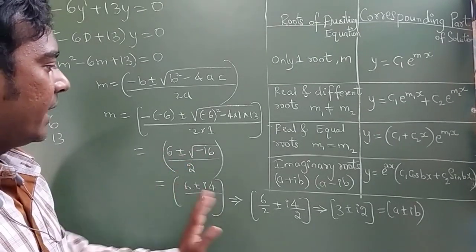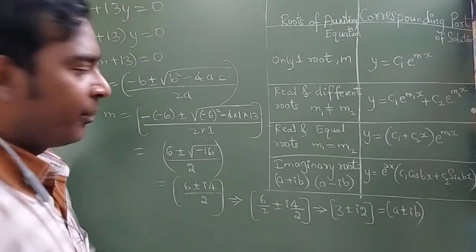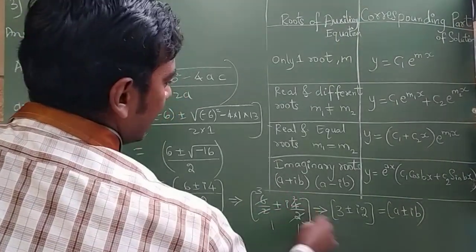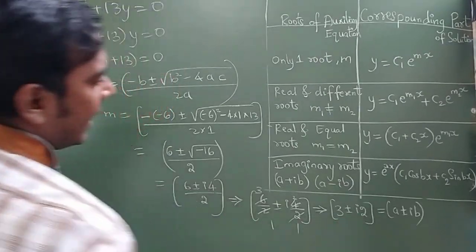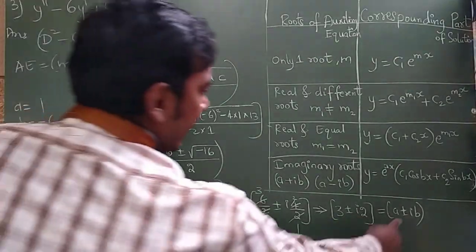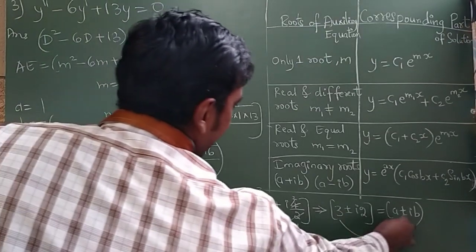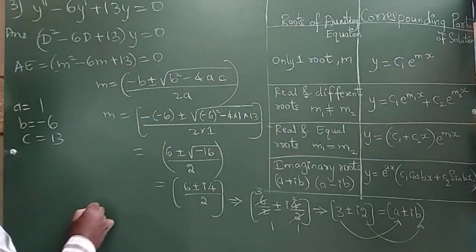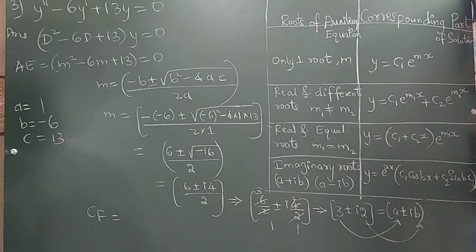Now I am going to separate this: 6 upon 2, 4 upon 2. So 2 threes are 6, 2 twos are 4. So it can be written as 3 plus or minus i into 2. That is the A plus iB form. Now A is 3 and 2 is B. Fine. Now CF, that is the complementary function.